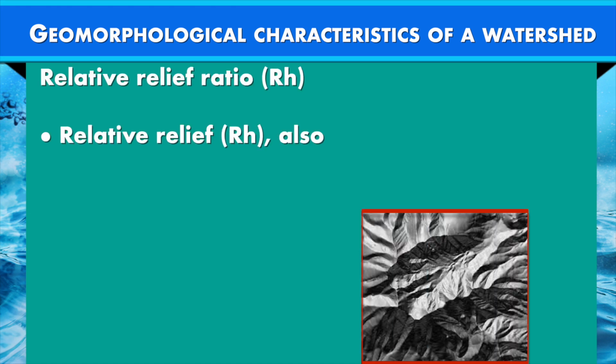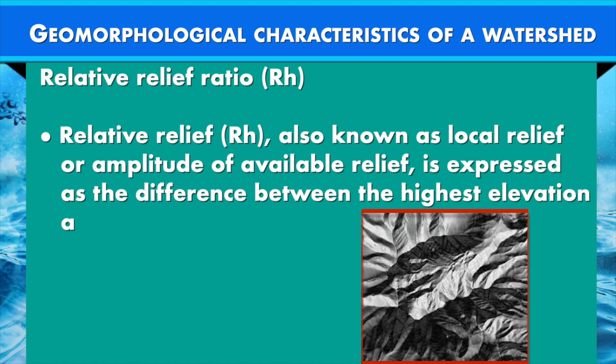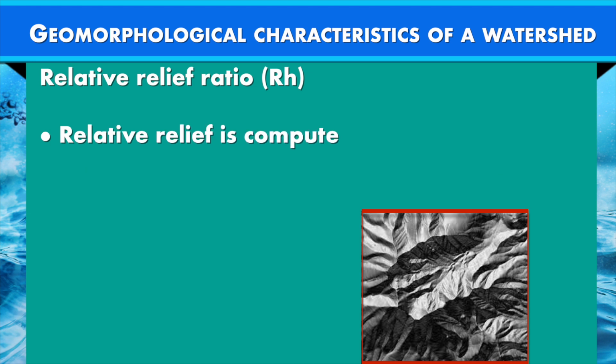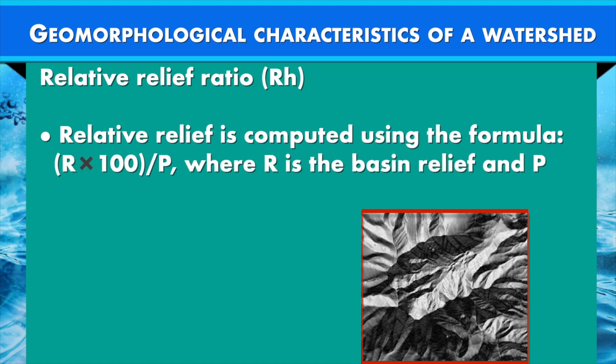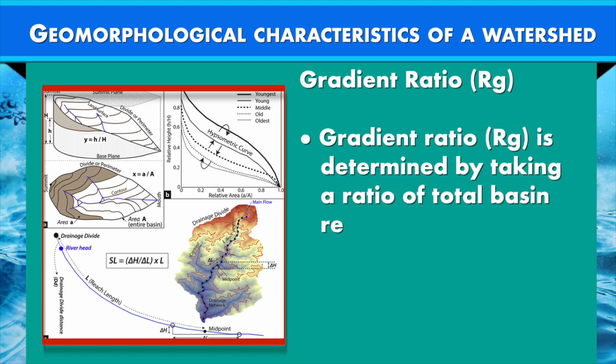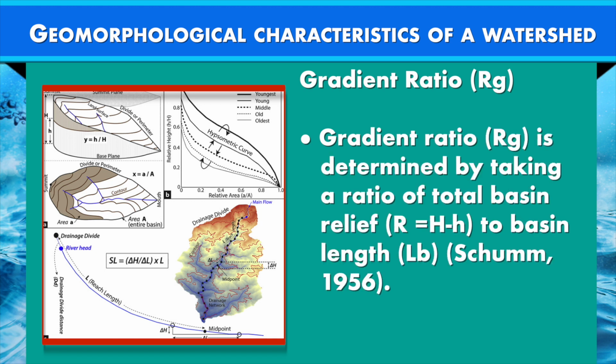Relative relief, also known as local relief or amplitude of available relief, is expressed as the difference between the highest elevation and the lowest elevation in a unit area. Relative relief is computed using the following formula. Gradient ratio is determined by taking a ratio of total basin relief to the basin length.